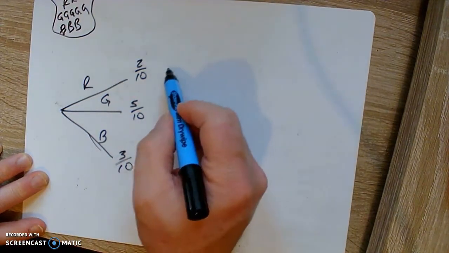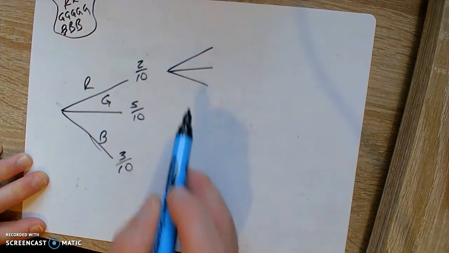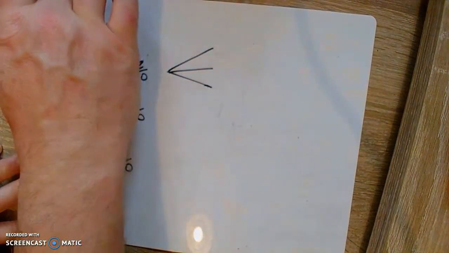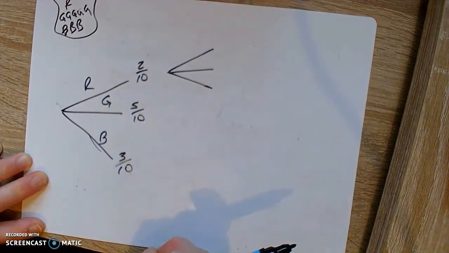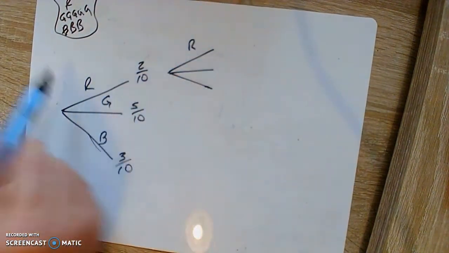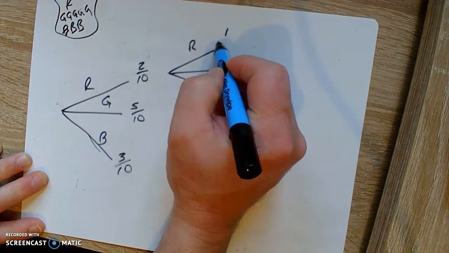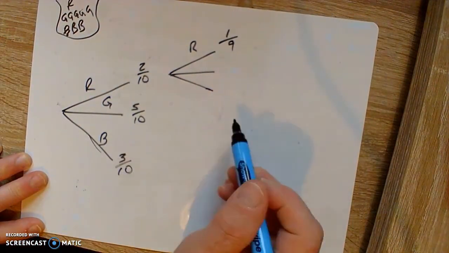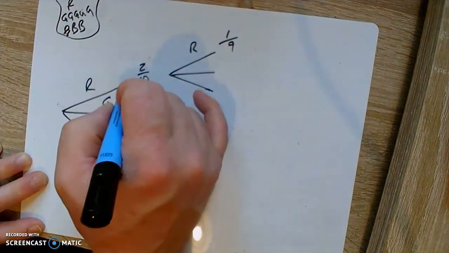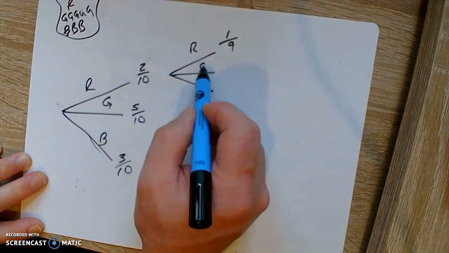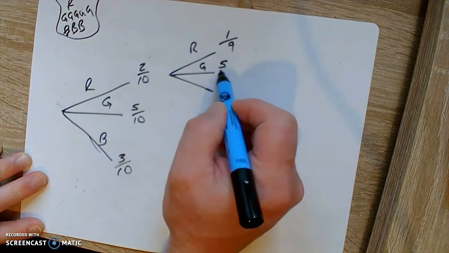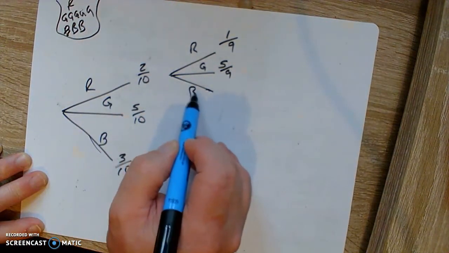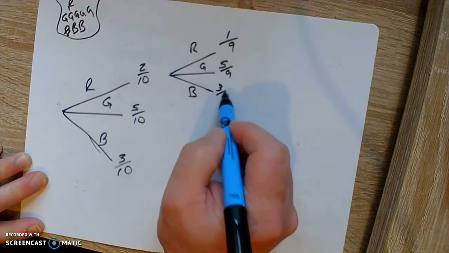On the second pick, I've not replaced it. So I pick a red one out. What's the probability that I get another red one? Well, I've only got one red one left, and in total I've now only got 9. If I pick a red one out again, the probability of getting a green is going to be 5 out of 9, and if I pick a red one and then a blue, it is going to be 3 out of 9.